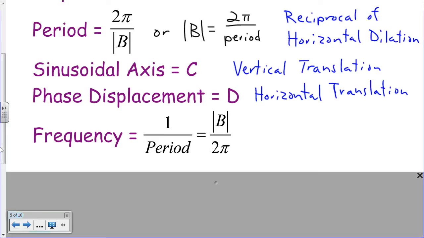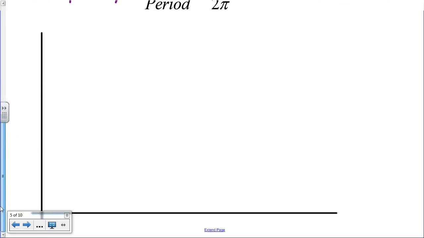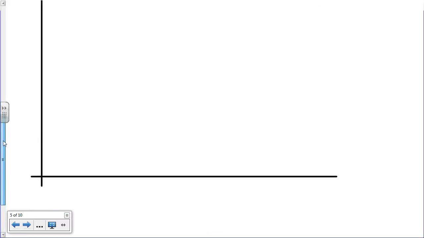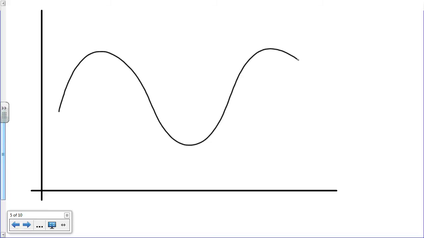All right, let's draw a sketch of this to fill in all the details of what we're actually talking about and how each of these pieces fit into this particular graph of a sinusoid. So let's sketch a sinusoid. I'm not going to worry about sketching something too accurate, but we'll sketch at least one period of a sinusoid. And so let's start with the vertical part of this, the vertical dilations and translations, if you will.